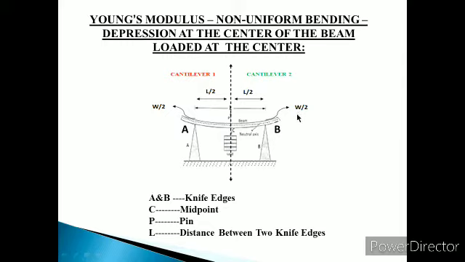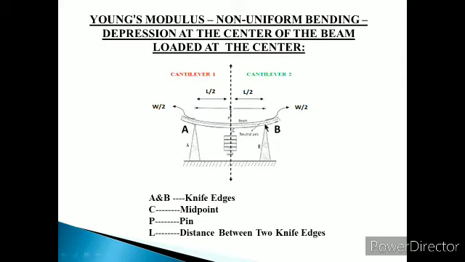That means here we have to imagine the non-uniform bending setup as two cantilevers. That was already discussed in lecture 2. In a cantilever, one end is fixed and another end is free. At the free end we have to apply the load. This is one fixed end. This is another free end.